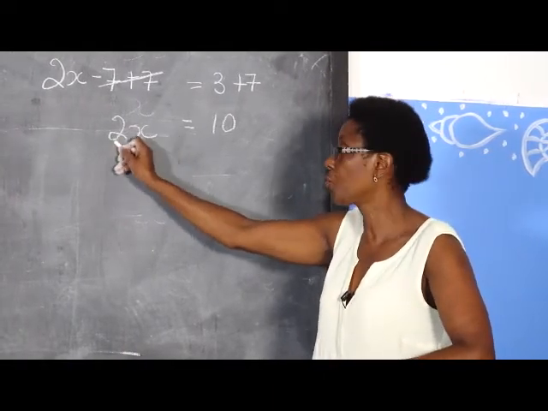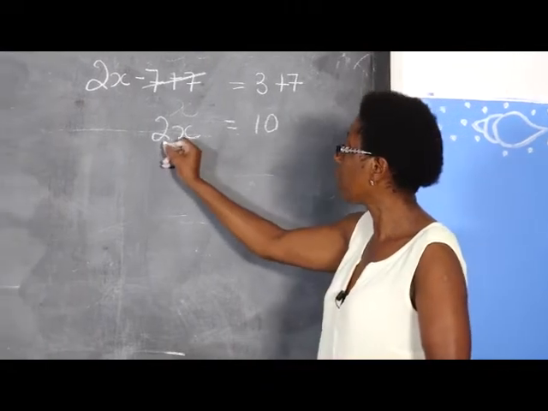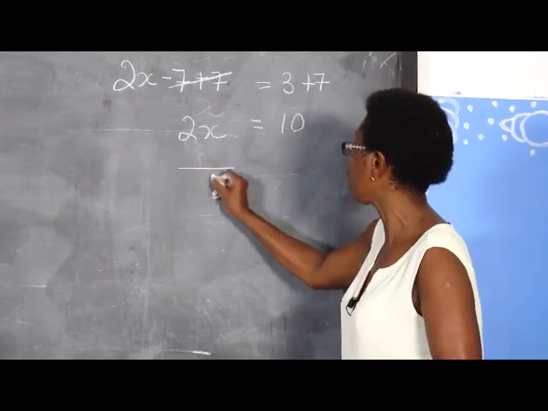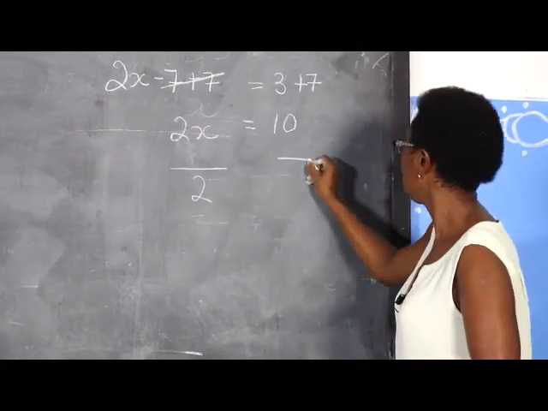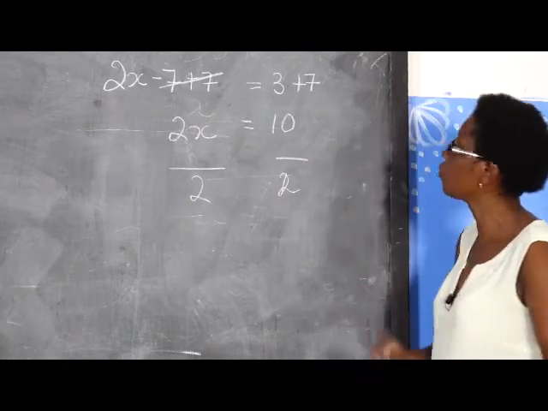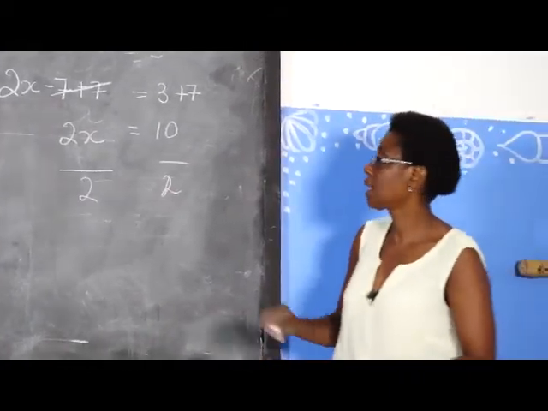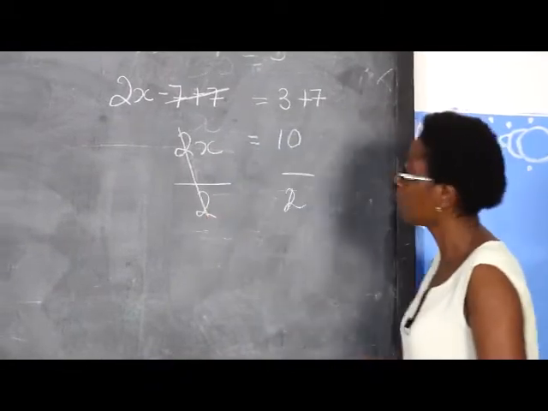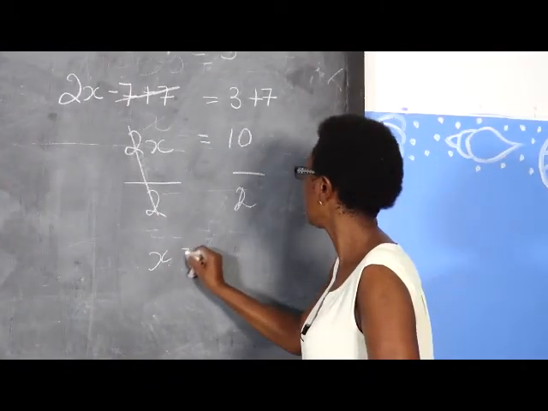It's 2 lots, 2 times. So to get rid of the times 2, we're going to divide by 2. And same thing, we divide by 2 on the right-hand side. So this goes, we've got x equals to 5.